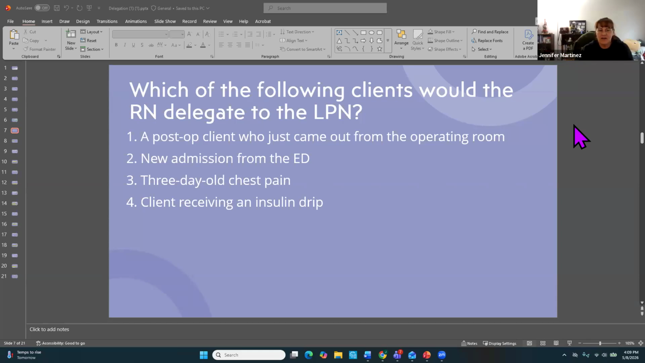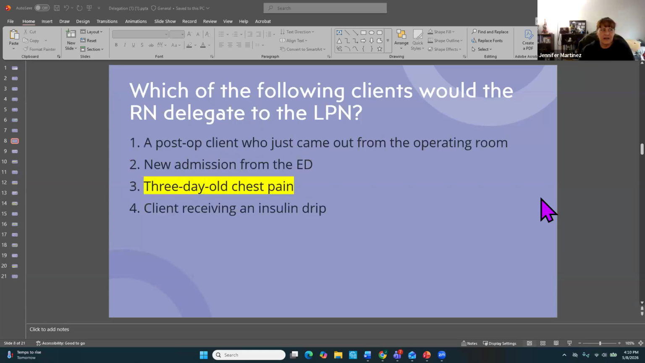Which one could the RN delegate to the LPN? Got a 1, a bunch of 3s, got a 4. It's waiting on a couple more people to answer the question. All right, let's click on down. Ta-da! 3-day-old chest pain.